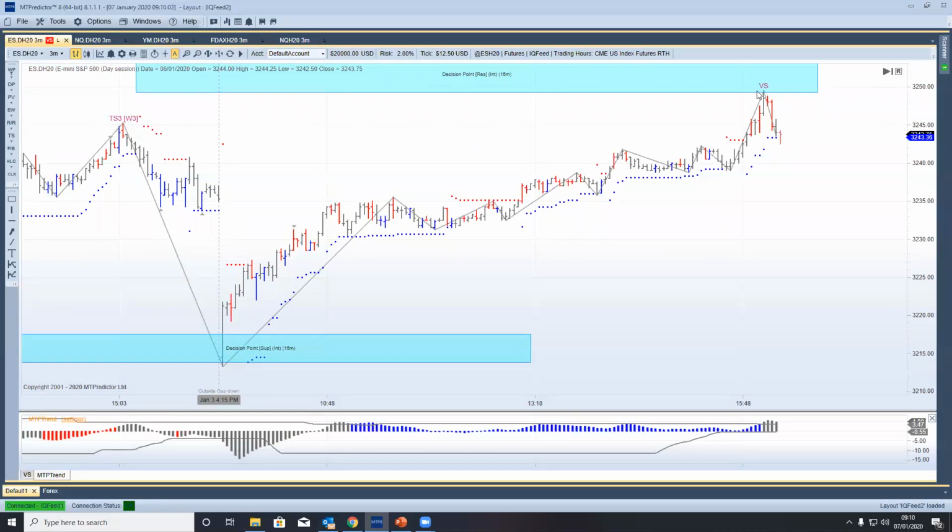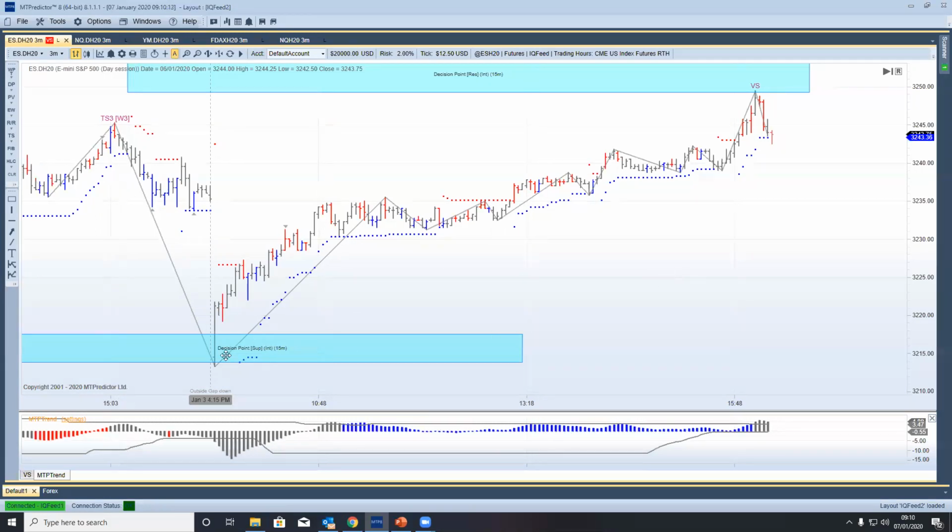So, of course, what was the large degree trend yesterday? Pretty obviously up. That was helped confirmed by our MTP trend turning blue. So here yesterday, we actually caught the low and the high of the day perfectly. We caught the trend absolutely perfectly, but there were no MTPredictor setups. That happens sometimes, and boy, it is really frustrating.